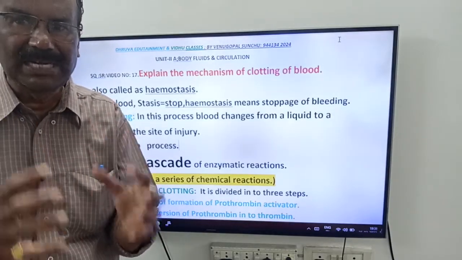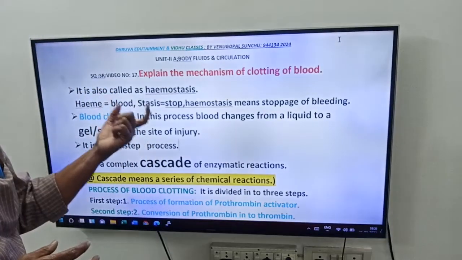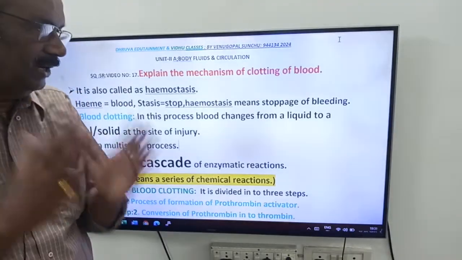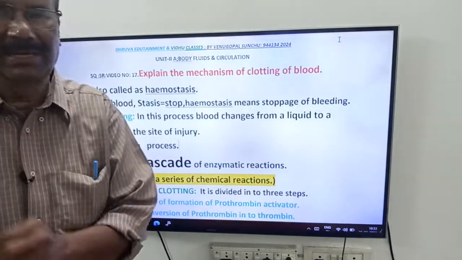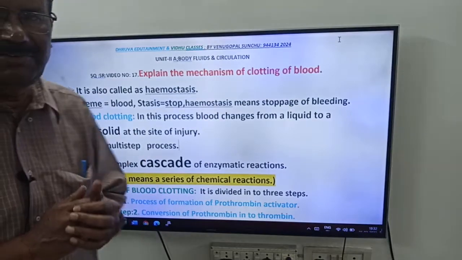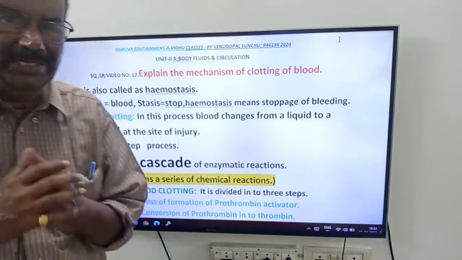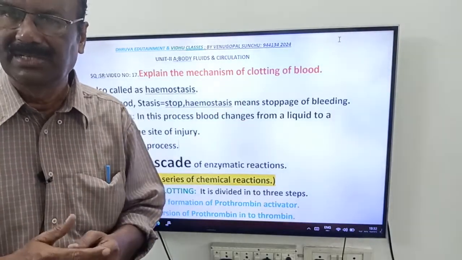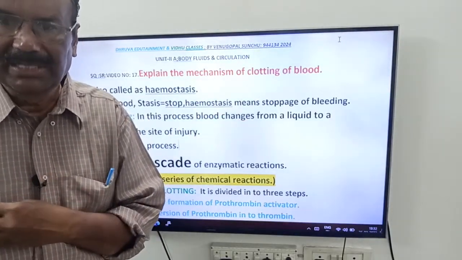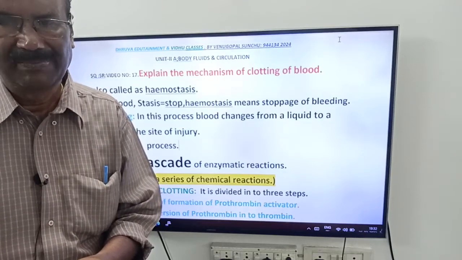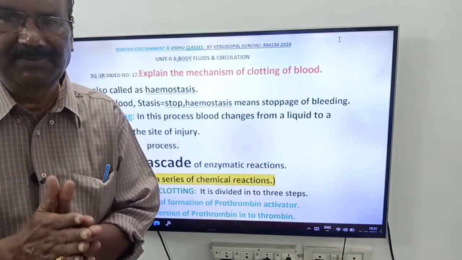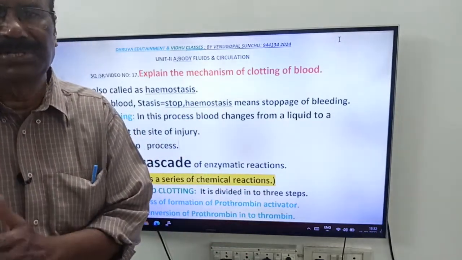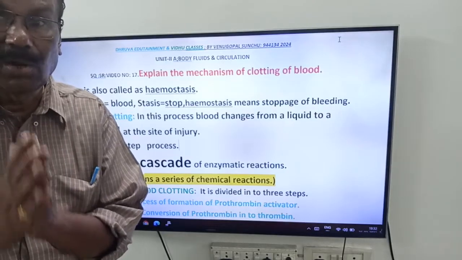Once again, what is the definition of blood clotting? In this process, blood changes from a liquid to a gel or solid. Either you have to write gel or solid, at the site of injury, not at all parts of the body. Where we have injury, there we need blood clotting. The fluid blood is converted into a solid or gel like substance. That is called blood clotting.